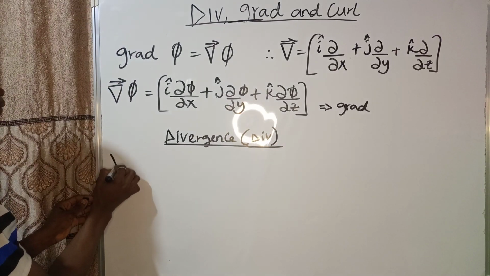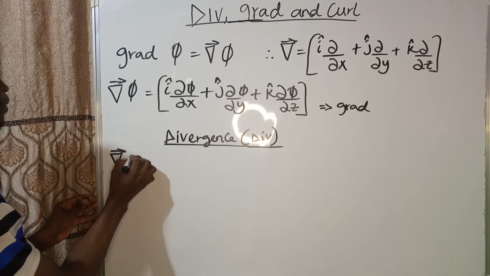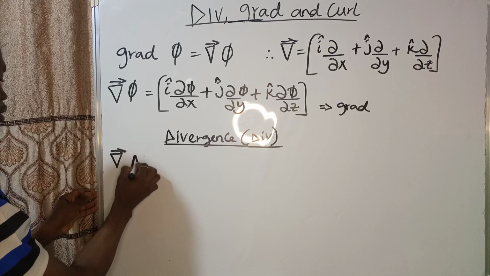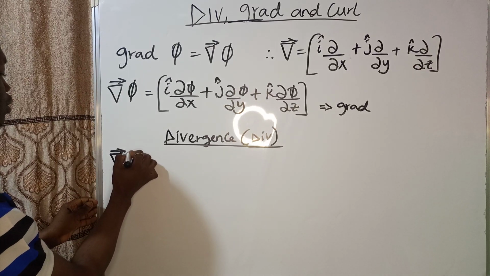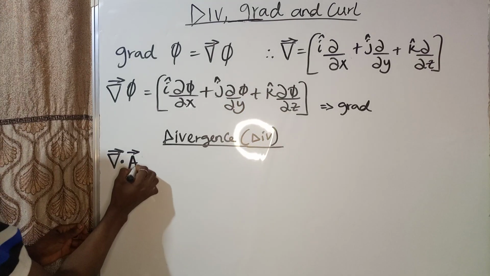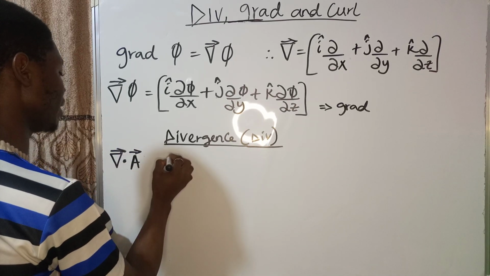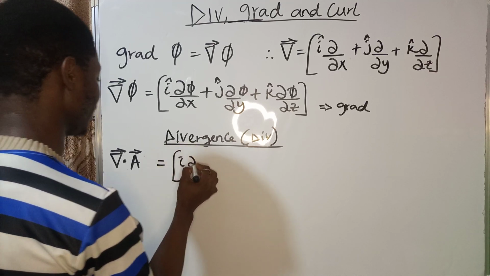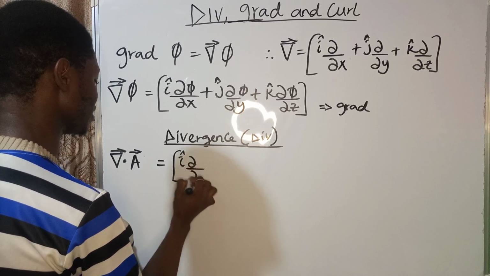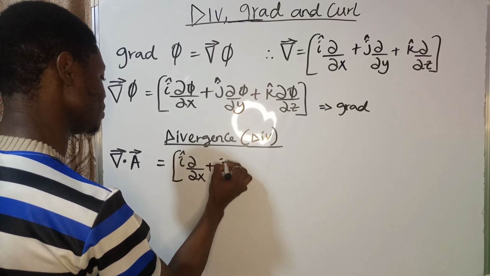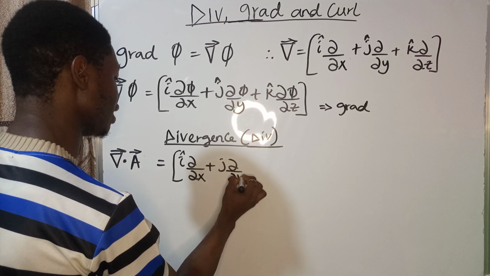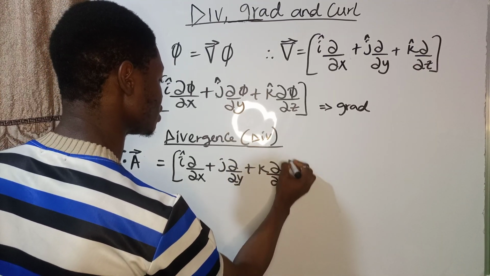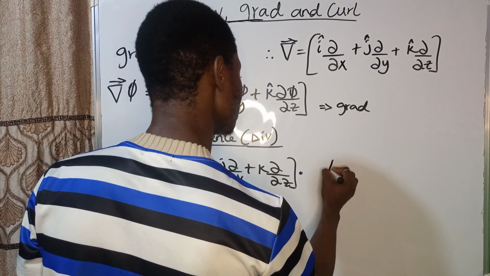For example, you have Nabla, which is a vector, operating on another vector via dot multiplication. So this is dot multiplication. This is Nabla. Nabla is i partial derivative all over partial derivative of x, plus j partial derivative all over partial derivative of y, plus k partial derivative all over partial derivative of z. Now times our A, which is equal to what?